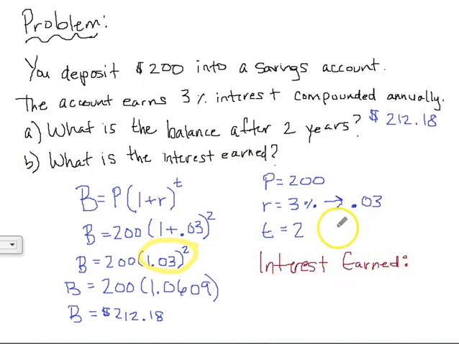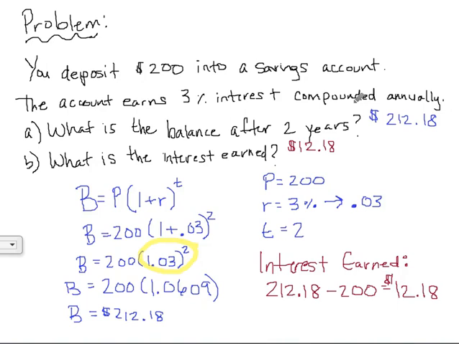To find the interest earned, I'm going to take the amount of money that I now have in my account, $212.18, and subtract that starting amount. What did we start with? $200. So how much have we earned over those 2 years? $212.18 minus 200 is $12.18. So we've earned $12.18 in this account.